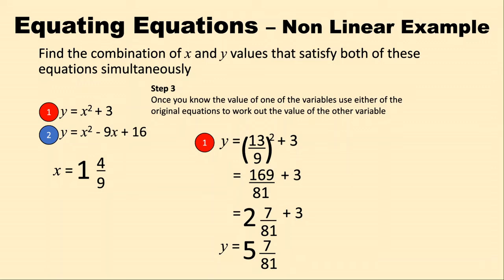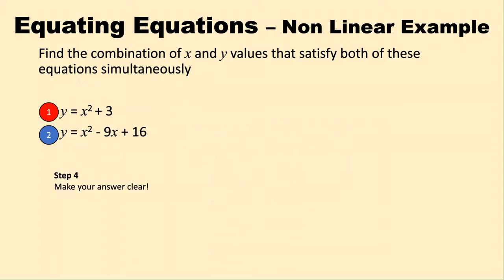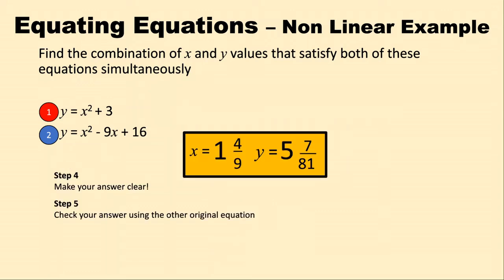So I've got my value for x, 1 and 4 over 9. I've got my value for y, 5 and 7 over 81. Let's make our answer clear. And then let's check our answer using the other original equation. I've already used equation 1, so let's use equation 2.